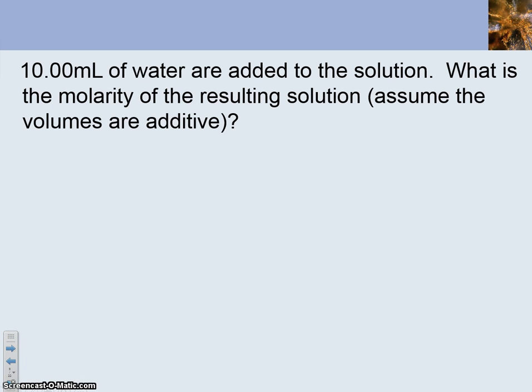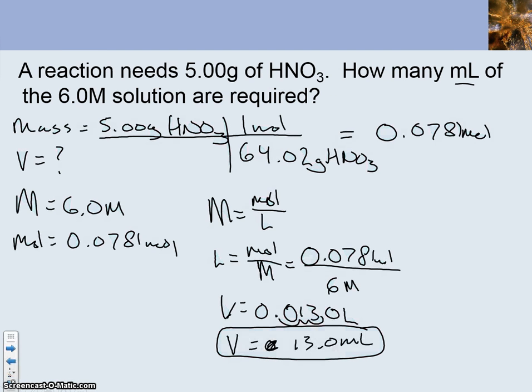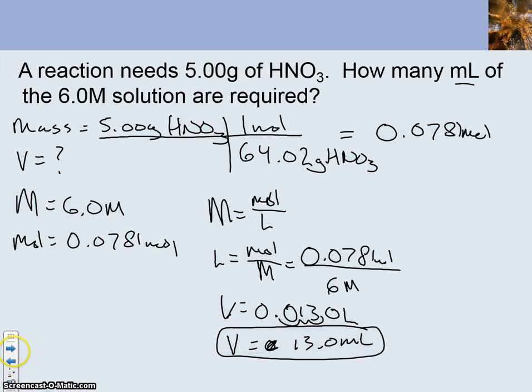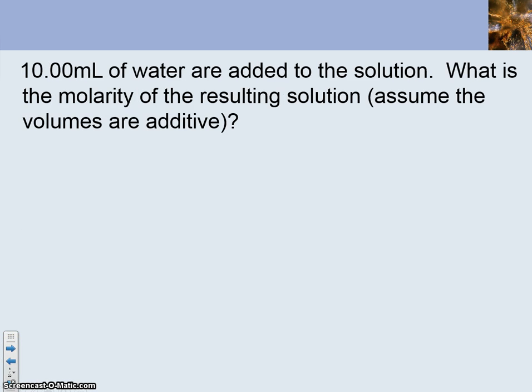Here we've got 10 milliliters of water added to the solution. What is the molarity of the resulting solution? Assume the volumes are additive. So here we've got to go back and look at our initial volume. We're going to start with 75 milliliters, and we know its concentration is 6 molar. So this uses a form of an equation, M1 V1 is equal to M2 V2, where the concentration of one solution times its volume will equal the concentration of that new solution if we've diluted it by adding some more in there.